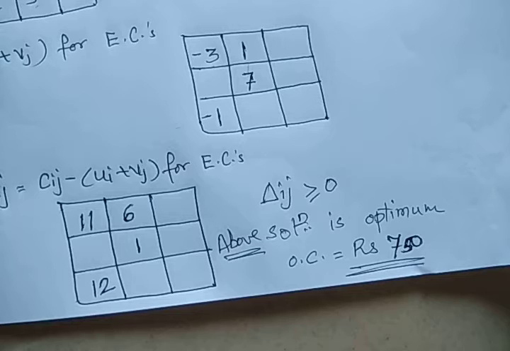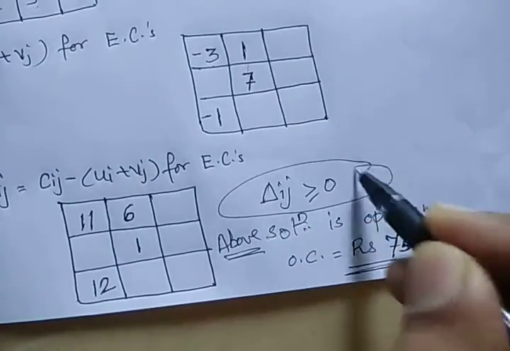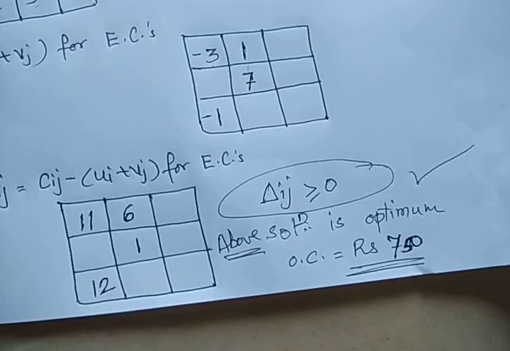This is how we have checked the optimum transportation cost. First find out initial solution by WAM method, then check for optimality. If you get all delta Ij values greater than or equal to 0, this is optimum. So this is a degenerate transportation optimum cost, optimum transportation cost. Okay, thank you.